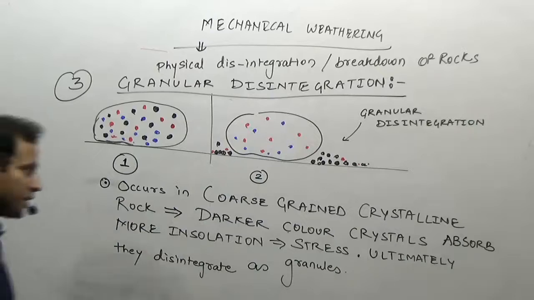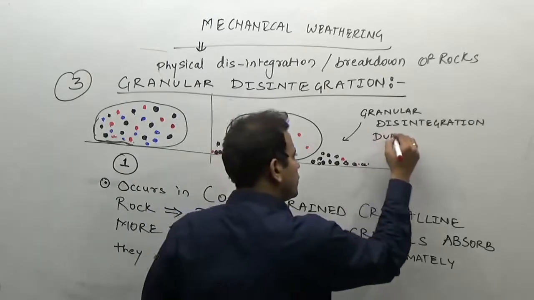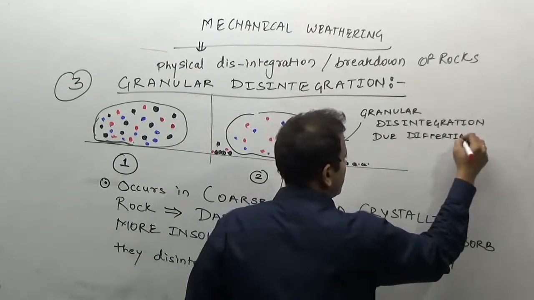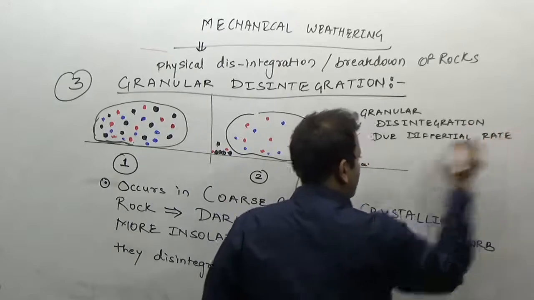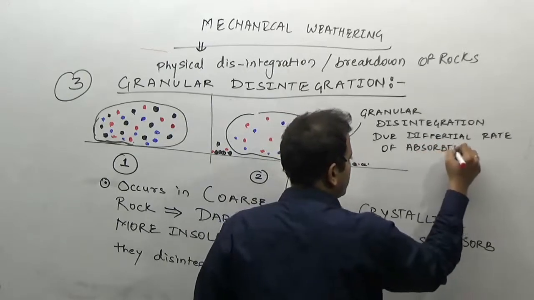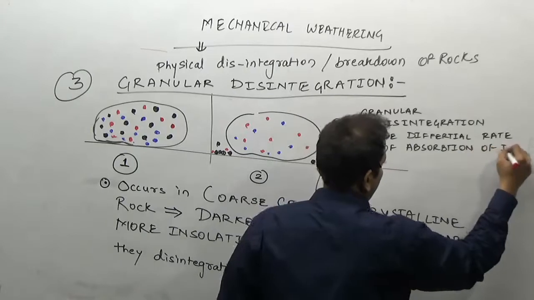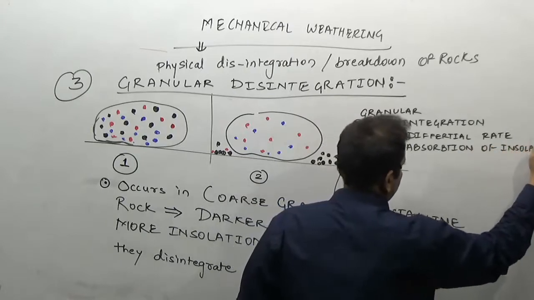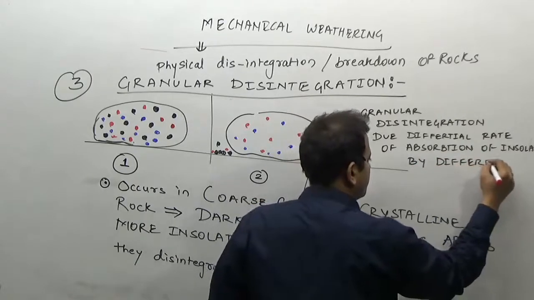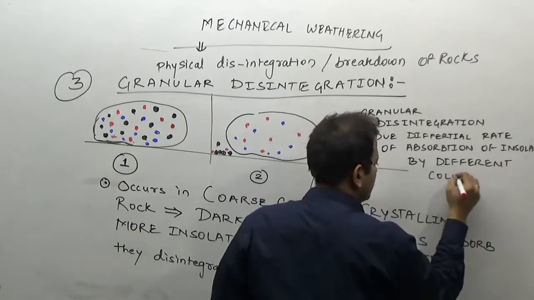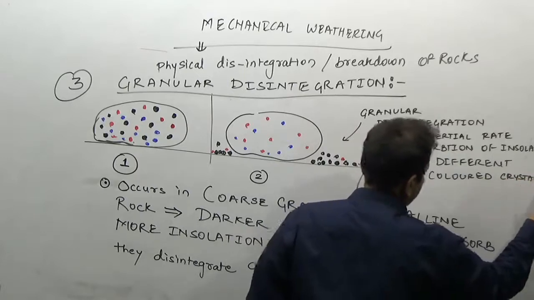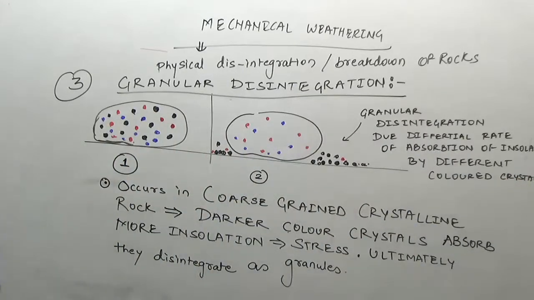So granular disintegration is due to the differential rate of absorption of insolation by different colored crystals in the rock. So this is the granular disintegration.